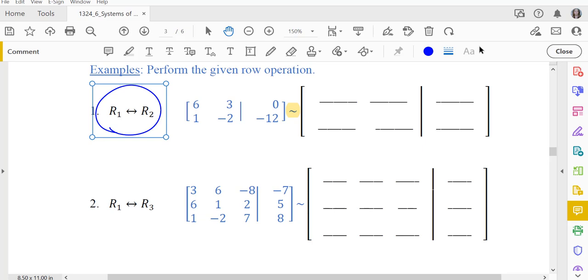So my row 1, 6, 3, 0, becomes my row 2. My row 2, 1, -2, -12, becomes my row 1. That's all you do when you're swapping rows. You just switch places with the rows. You go do number 2.